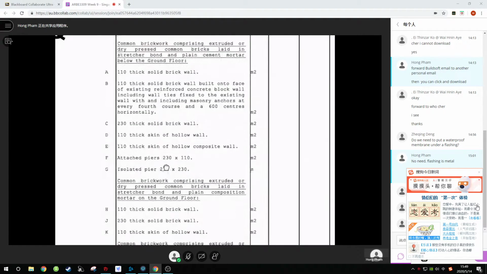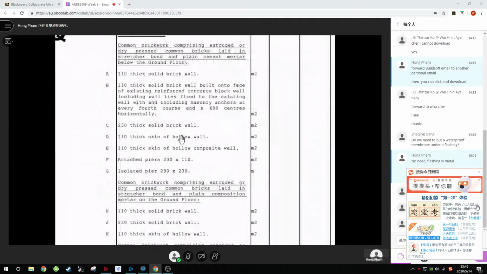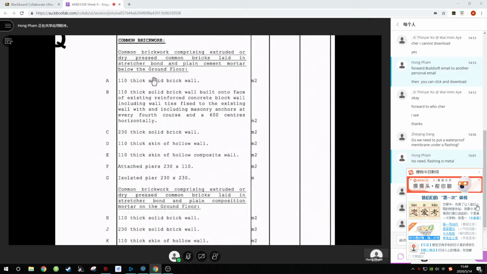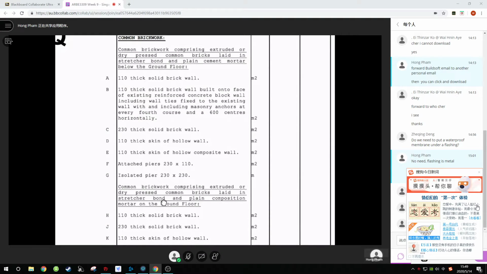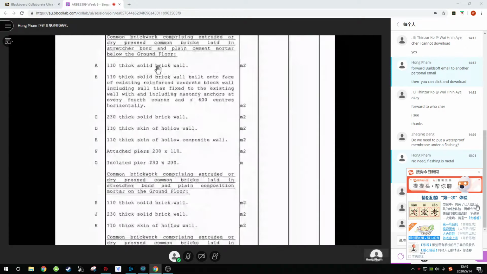And the next item, what is this? This is the same thing as this, except this is below the ground floor and this is on the ground floor. Basically, you can have one common description for these two groups, okay? Of the same thing, this is a different level. Below ground floor.